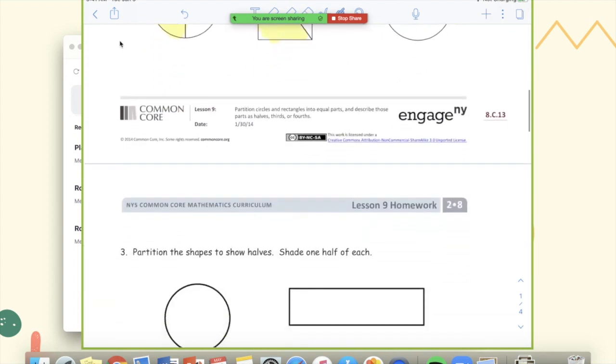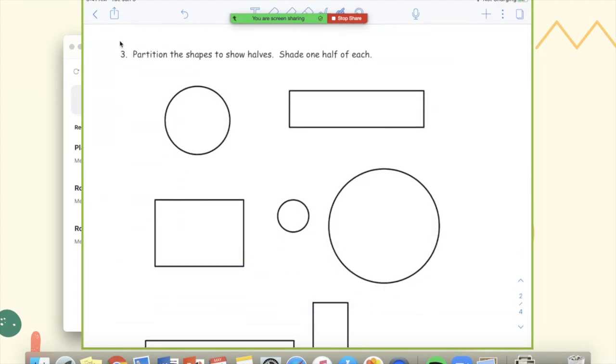Now, question 3. Partition the shapes to show halves. Remember, halves means 2 equal parts. Okay? And then you're going to shade 1/2 of each. So I'm going to use my pencil tool, and I'm just going to try my best to make it equal. And then I'm going to shade in 1 of the halves, okay?